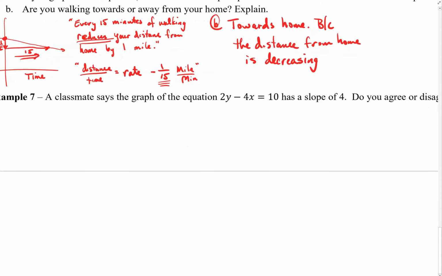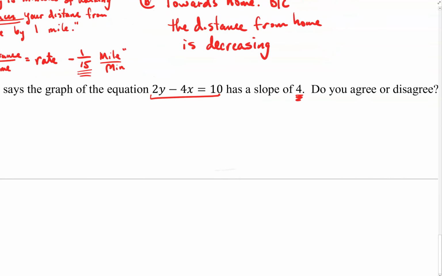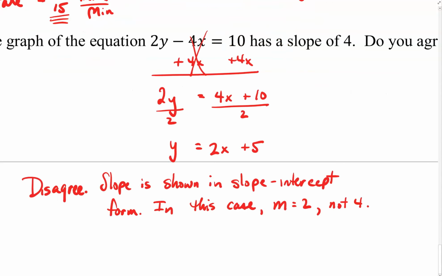And lastly, we have a classmate that states that the equation 2y minus 4x equals 10 has a slope of 4. Do you agree or disagree, and why? I want you to think about this equation for just a second and think about your responses. You can pause the video now to work on it and resume playback in a moment to check your work. So I think we should say that we will disagree with this student.